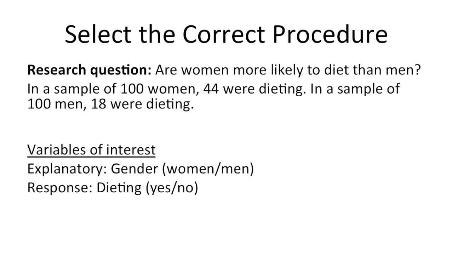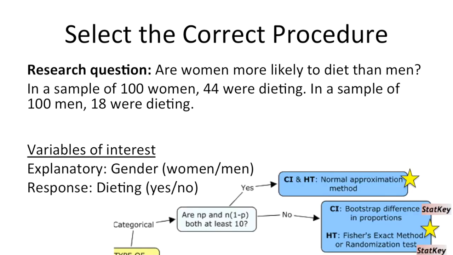So our explanatory variable is gender, and we have two groups, women and men. Our response variable is dieting. This is a categorical variable. Participants either responded yes or no that they were currently dieting. So we have two independent groups, because men and women are totally different samples, with a categorical response variable. This takes us to the top of our flowchart.